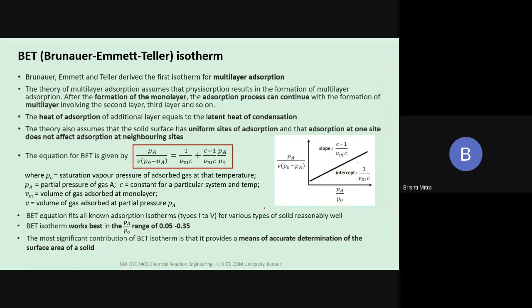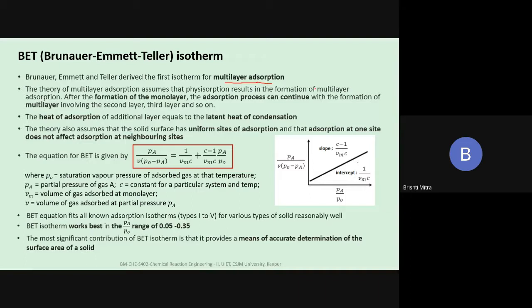So what we have is an isotherm which is known as the BET isotherm. BET stands for Brunauer, Emmett, and Teller. These three people worked on it to finally formalize this isotherm. They derived the first isotherm for multi-layer adsorption. They are the ones talking about multi-layer adsorption. Nobody else has talked about multi-layer adsorption before this. The theory of multi-layer adsorption assumes that physisorption results in the formation of multi-layer adsorption.